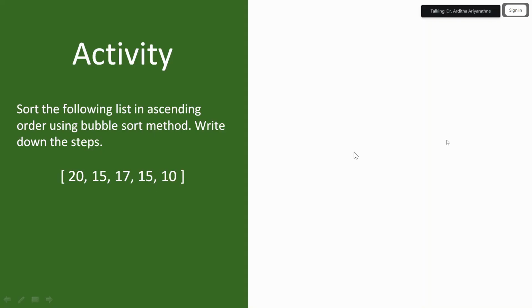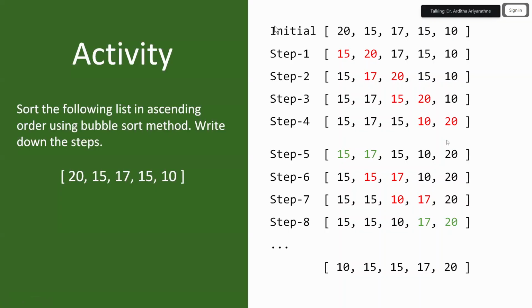Okay, now we can move on to the discussion. In the initial round, what happens? This is the unsorted list. We are checking index 0 and 1. The index 0 value is smaller than the index 1 value, so no need to swap. In the next round, we are checking 20 and 17. 20 is larger than 17, we need to swap. That's why 17 comes here and 20 comes here.